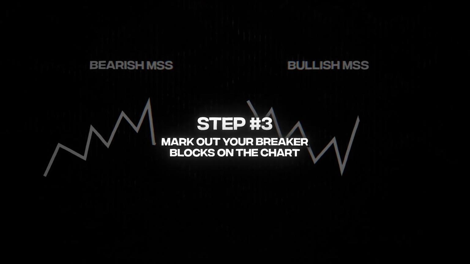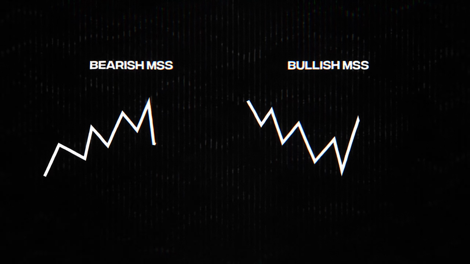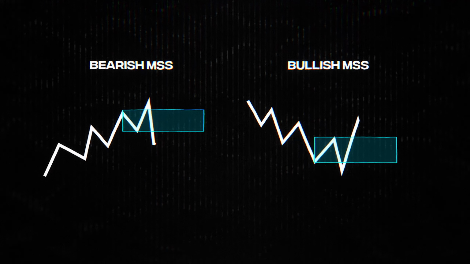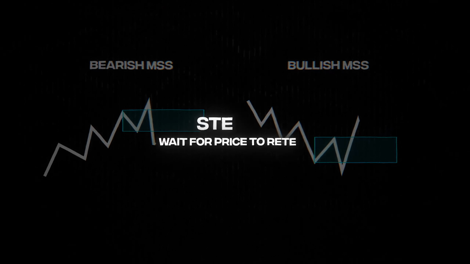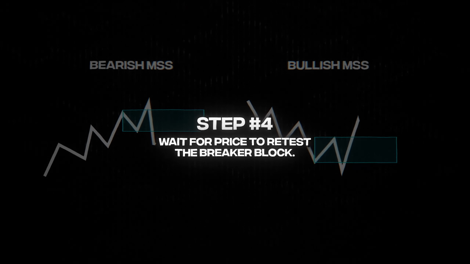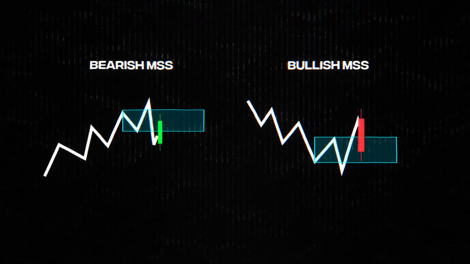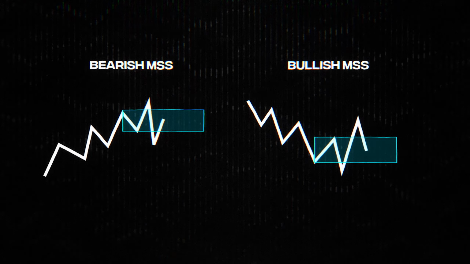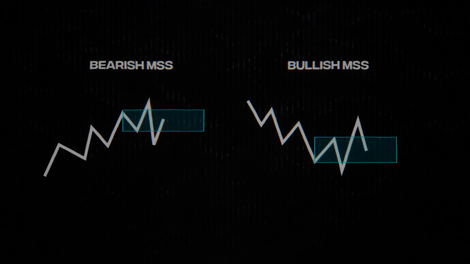Step 3. Mark out your breaker blocks on the chart. How I'll be marking out my breaker blocks is by drawing out where the failed order blocks were. In an uptrend, I'm looking for a failed bullish order block, and in a downtrend, I'm looking for a failed bearish order block. Once I have marked them out, I can move to step 4. Wait for price to retest the breaker block. What I want to see is for price to close with a body candle closure within the breaker block. This is extremely important, as a wick retest doesn't present a proper retest, and price could potentially come back in the future to retest again.